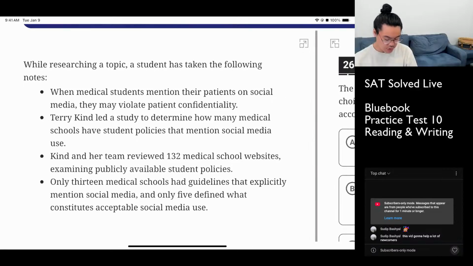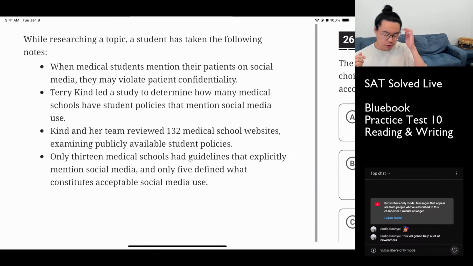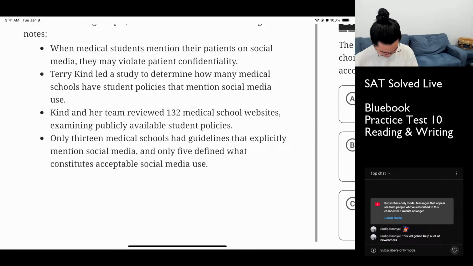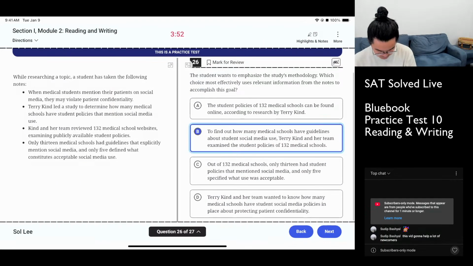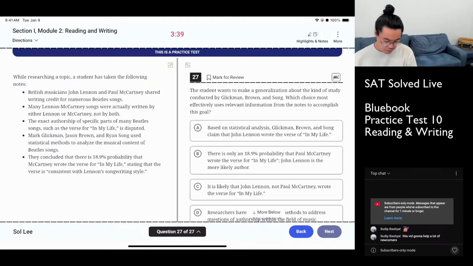We're trying to emphasize the methodology. So what's the methodology? Mention the patient's social media. Okay. How many medical student policies mention social media? So the methodology is reviewing the 132 websites and policies. Okay, they just crawled the websites. Okay, so it has to be one. That has to be B. All the other ones do not focus on the methodology.